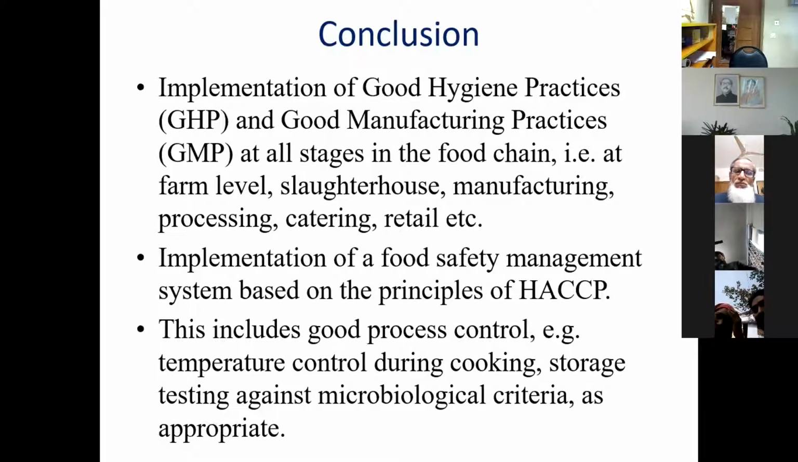Implementation of good hygiene practice, implementation of good manufacturing practice at all stages in the food chain, at farm level, slaughterhouse, manufacturing, processing, catering, retail, etc. Implementation of a food safety management system based on the principles of hazard analysis and critical control points, HACCP. This includes good process control, such as temperature control during cooking, and storage testing against microbiological criteria as appropriate.